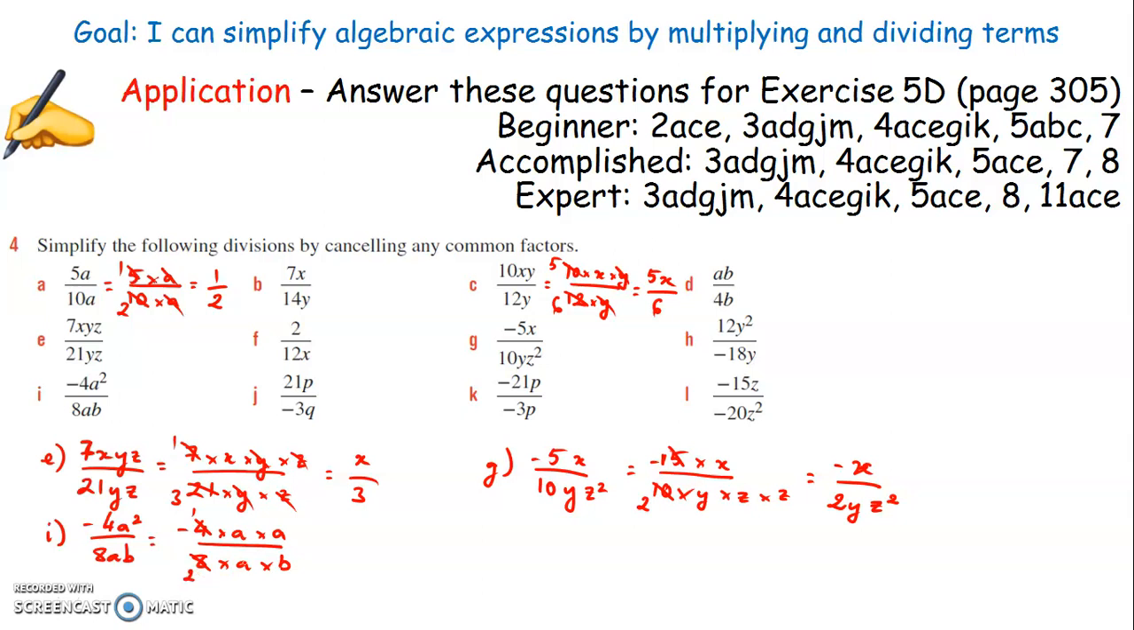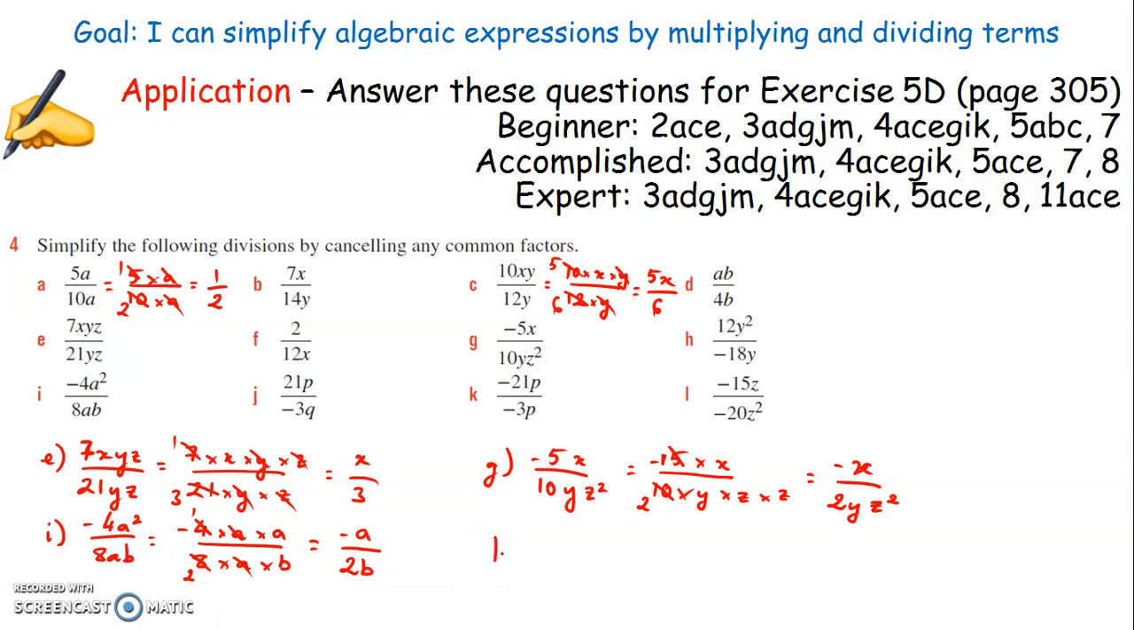Now I can see here that there is an a at the top and an a at the bottom, so we're going to cancel that. So at the top, what do we have? We have a negative 1 times a. That's going to be negative a. And at the bottom, we have 2 times b, so 2b.